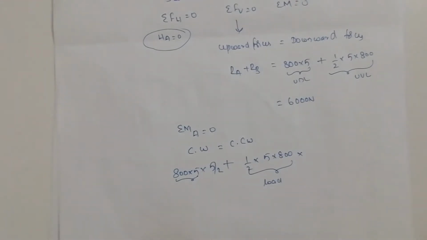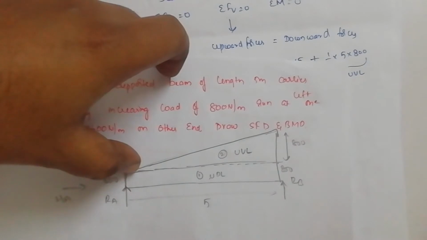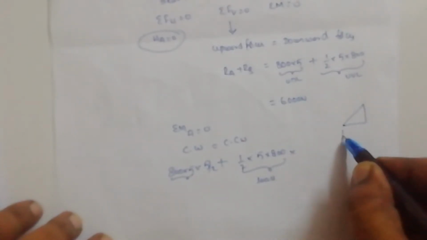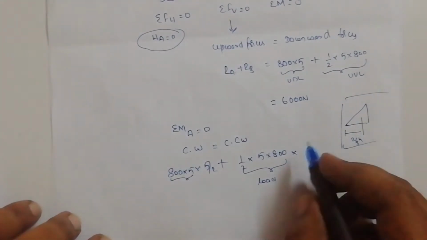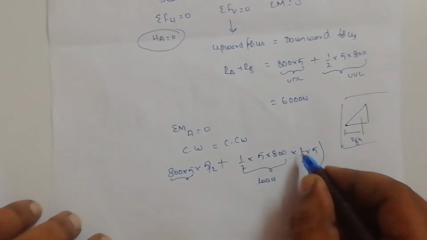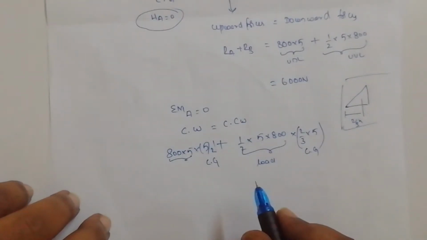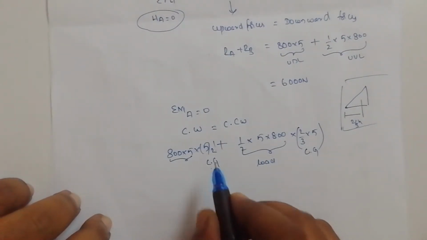Now I have to take the distance. So what is the distance? For a UVL, the CG will be present from the apex at a distance of 2 by 3 from the apex. What is the apex? It is nothing but the sharp peak of a triangle. From here the distance of the CG will be 2 by 3 of h. So here into 2 by 3 into 5, this is the CG distance from point A.